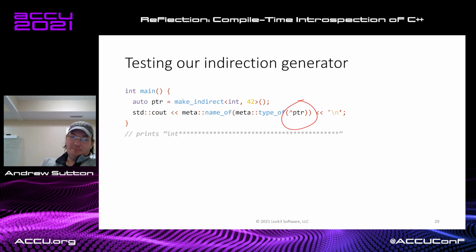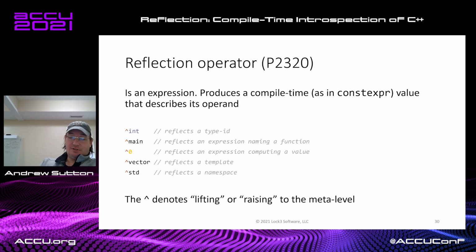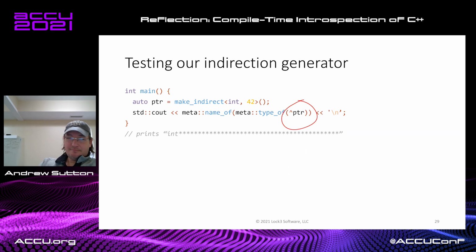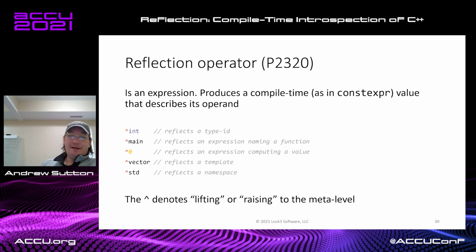And then we can use that as input to the meta library functions. So yes, this is a reflection operator. The reflection operator is an expression. It's sort of a normal expression. It produces a compile time value, like a constant value that describes its operand, right? So if you write caret int, you can reflect a type name or type ID. If you write caret main, you can reflect an expression naming a function, assuming, of course, the function is in scope.